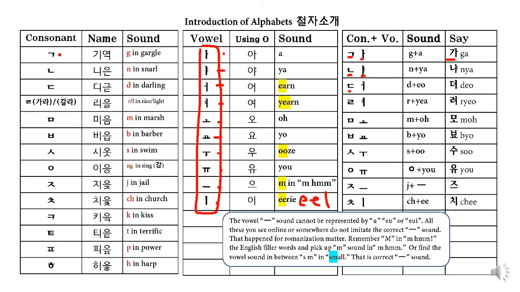Consonant du, vowel o, this is do. Consonant ru, vowel yo, this is ryo. Mu, o, mo. Bu, yo, byo. S, u, su. U, yu, yu. Zu, zu, u. Zu, chi, i, chi. So remember the combination. Consonant, vowel.